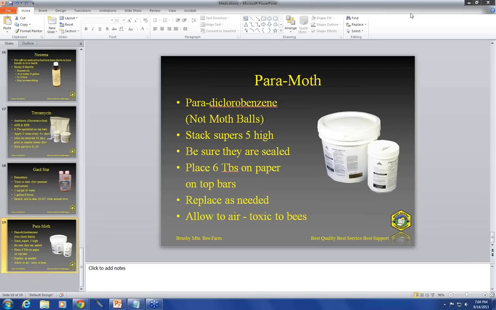Hopefully that cleared up some of the confusion surrounding medications. There's no doubt it's a daunting task. There's a lot of things out there to consider. There's a lot of different approaches to beekeeping, but hopefully I covered it in such a way that regardless of where you fall on that spectrum, you gain some insight into the world of beekeeping medications.